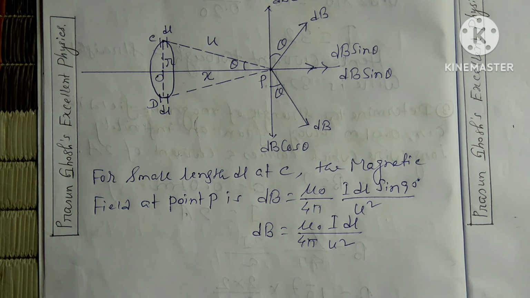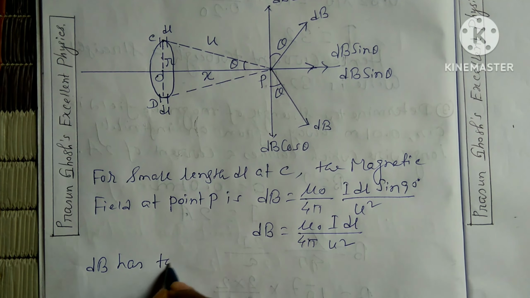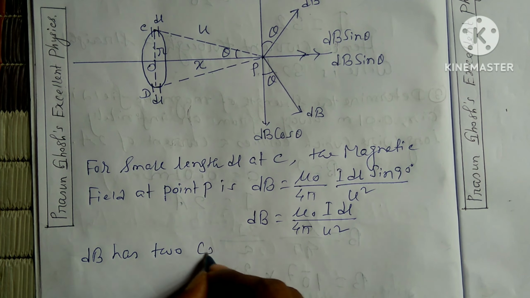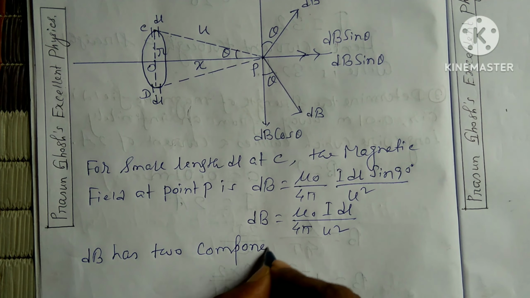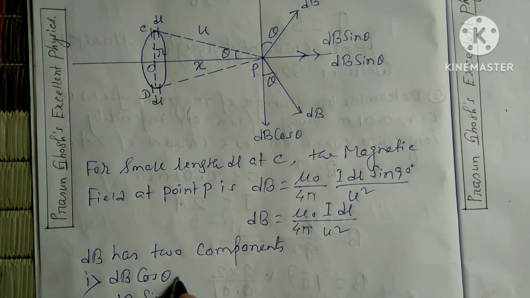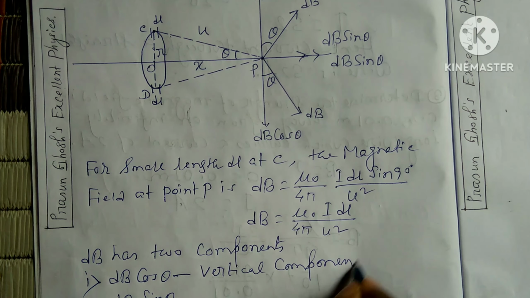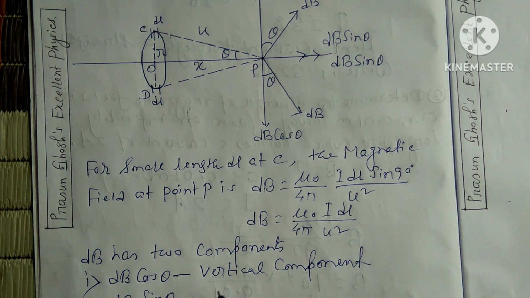So dB has two components. Number one, dB cos theta. Number two, dB sin theta. dB cos theta is the vertical component. dB sin theta is the horizontal component.